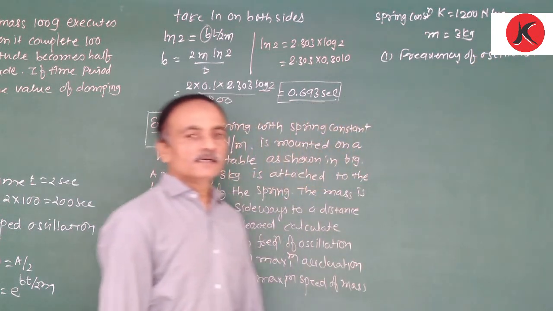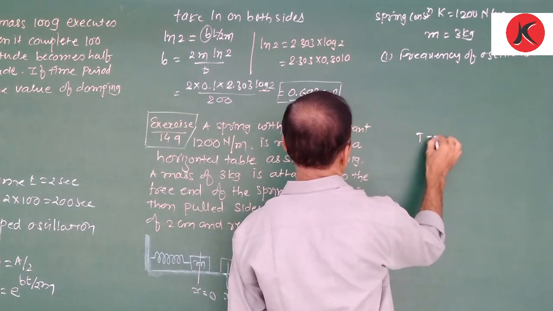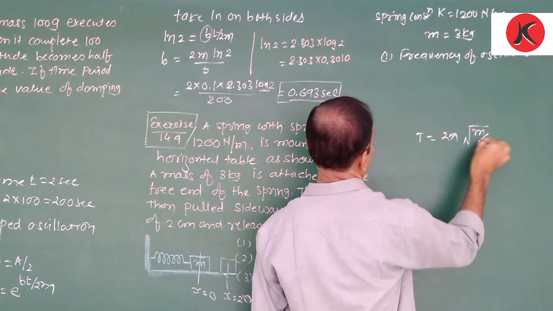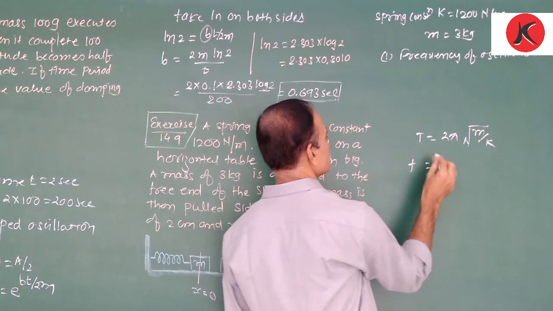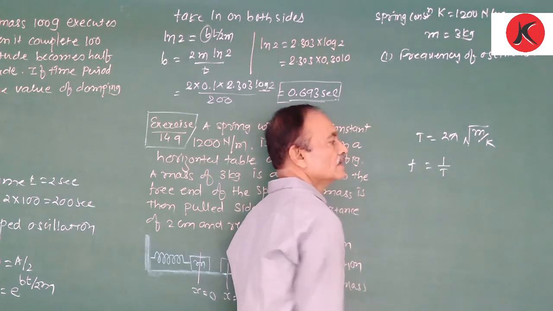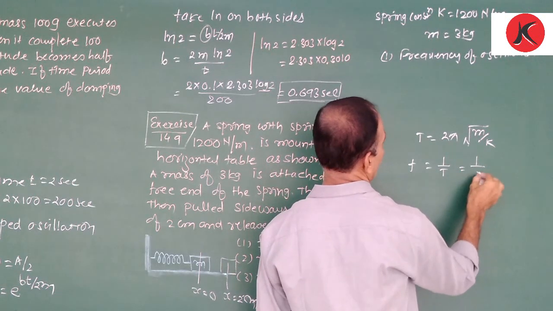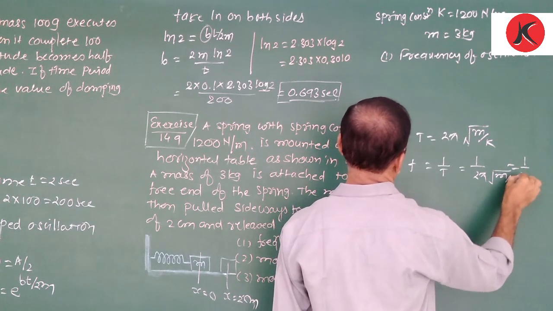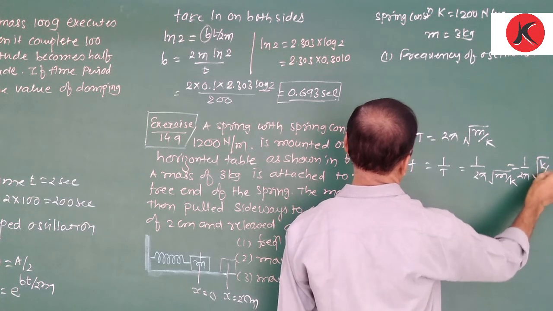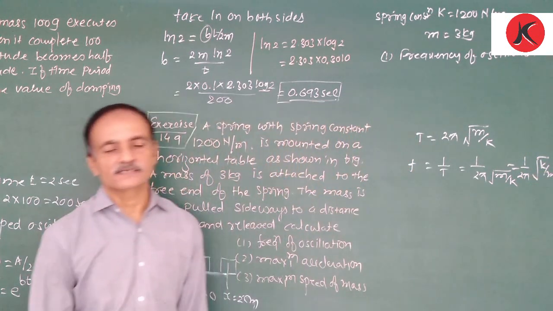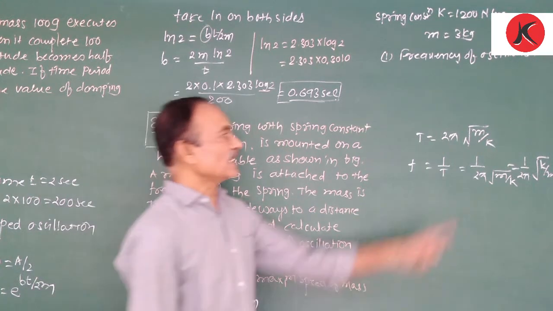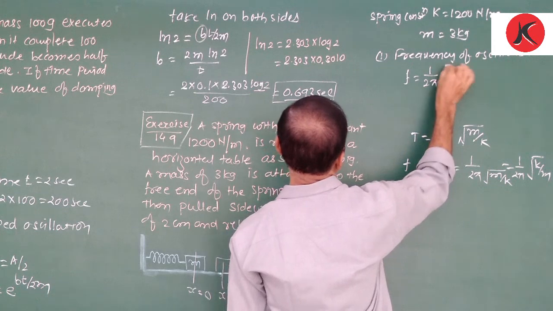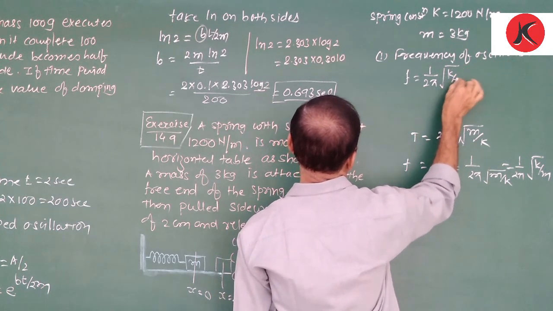Now we know the periodic time of a spring, T is equal to 2 pi under root of m upon k. We know that the frequency is equal to 1 upon T. Therefore, 1 upon 2 pi under root of m upon k is equal to 1 upon 2 pi under root of k upon m. That is the equation of frequency.